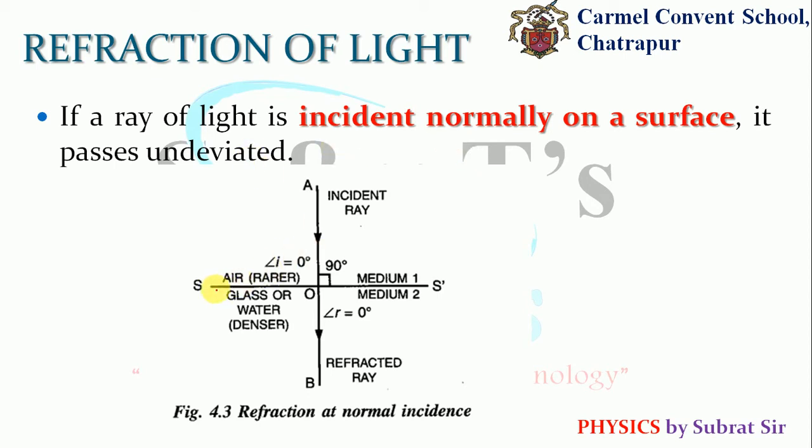That means this one is the surface, whatever may be the media, whether these two are rarer or denser, or from denser to rarer, that doesn't affect. If you incident a ray normally, at 90 degrees to the surface, then it will pass undeviated. That means it does not have any refracted angle, and the refracted angle r should be 0 here. So here the ray passes through this line only, so it is an undeviated line.